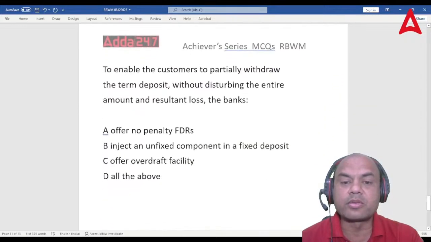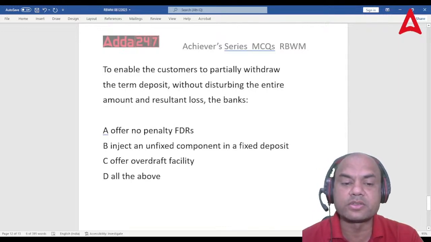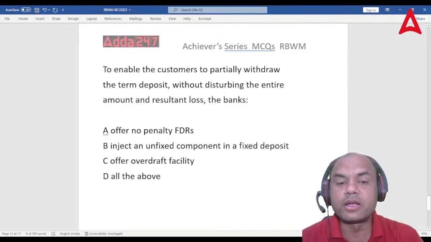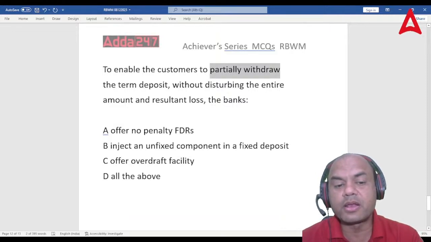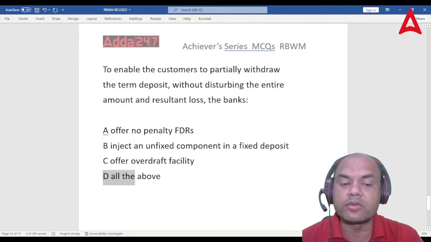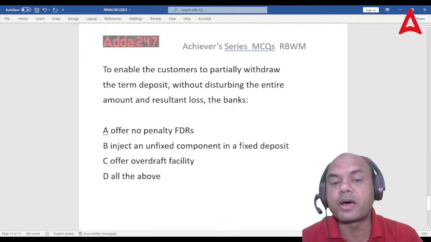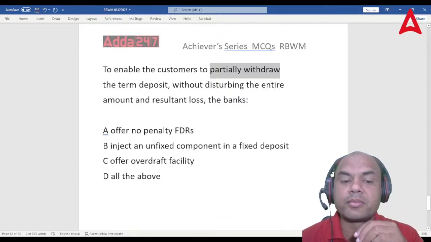Now, see this. To enable the customer to partially withdraw the term deposit without disturbing the entire amount and the resultant loss, the bank provides offer no penalty FDRs. Here, what are we doing? Partially withdraw. We are not closing the FD over here. Offer no penalty FDR. Inject an unfixed component in the fixed deposit. Offer an overdraft facility and all of the above. All of us tend to give the answer all of the above. But the answer is not that. We want partially withdraw, the term deposit. So partially withdraw without disturbing the entire term deposit.